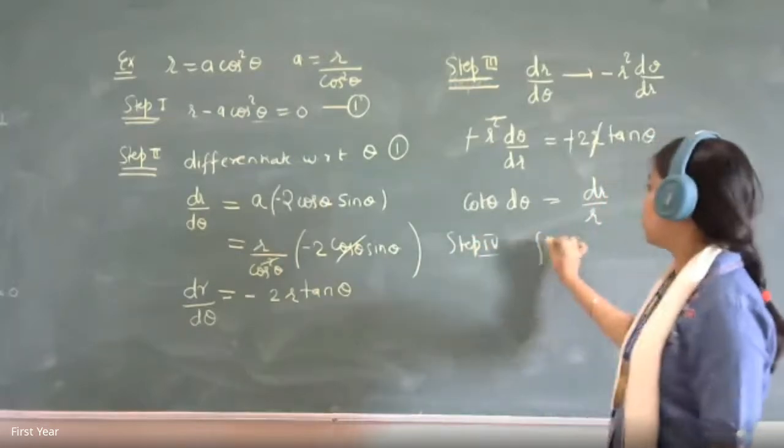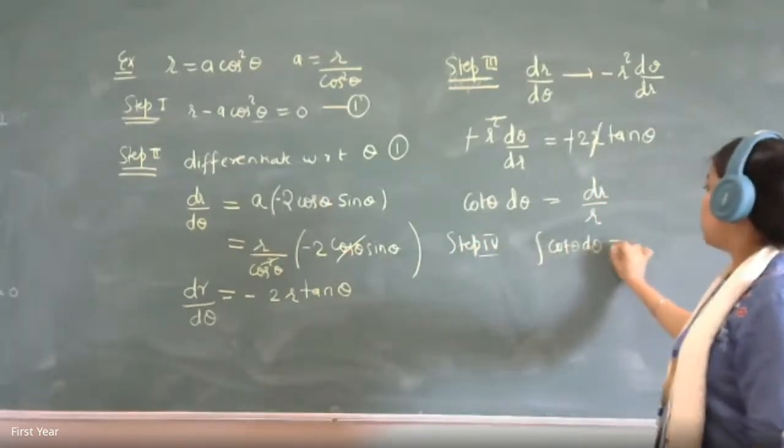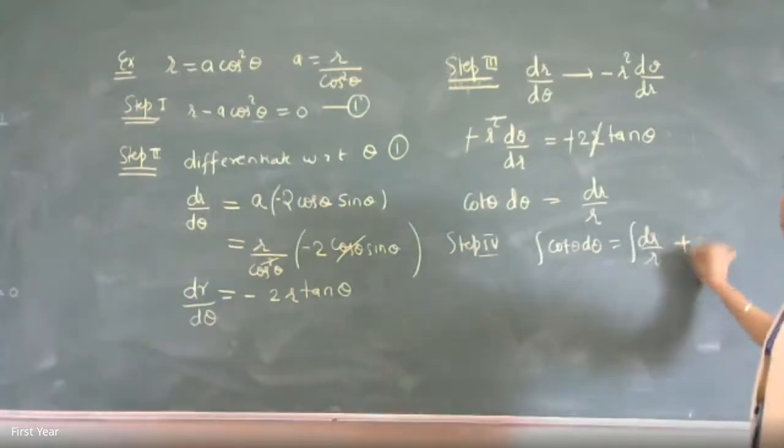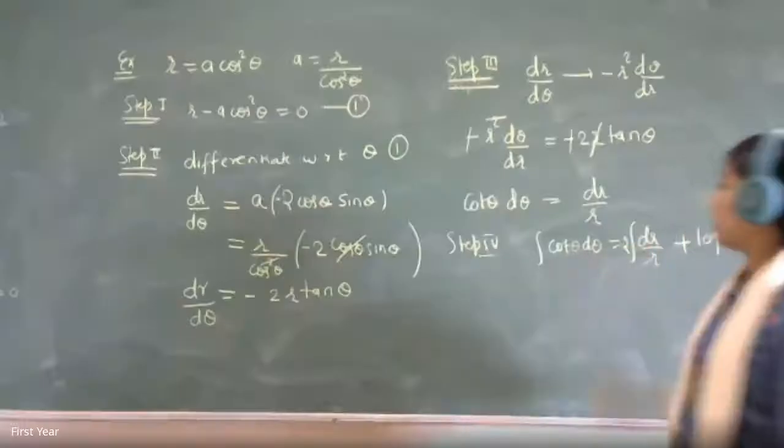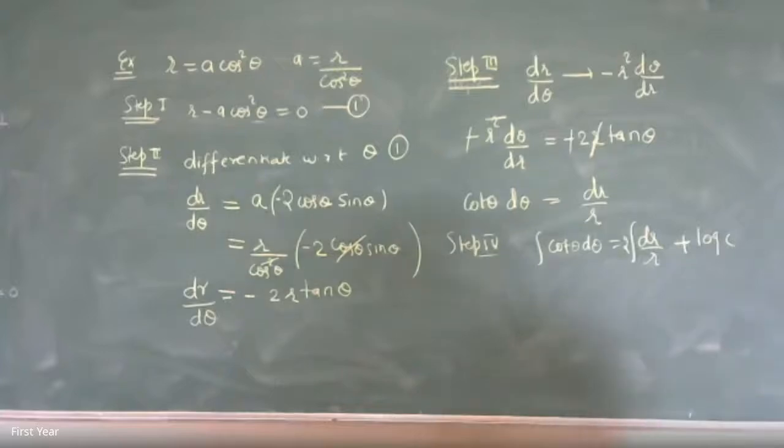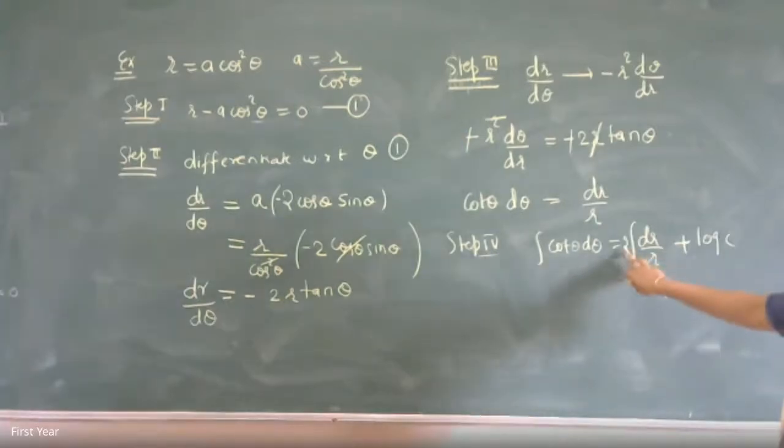Step 4, I just integrate. The solution of this is integration of cot theta d theta is equal to integration of 2 dr by r plus log c. What is the integration of cot? Log of mod sin theta. Yes, it is 2 dr by r, correct. I had skipped the 2 in the step below; you can take it anywhere and finally you get the same answer.